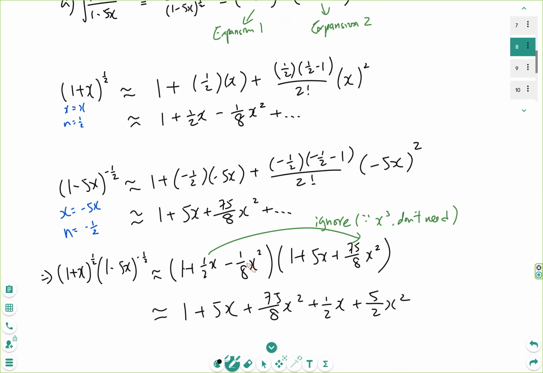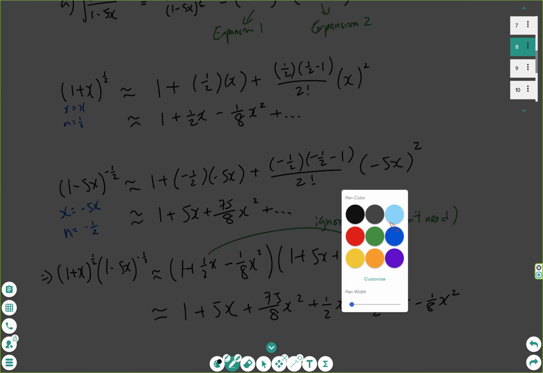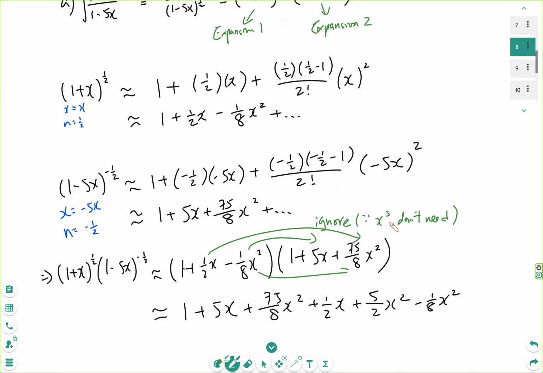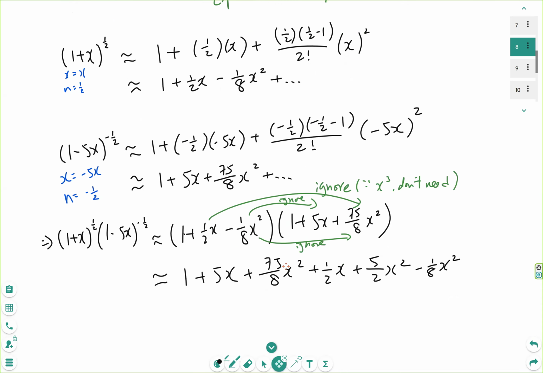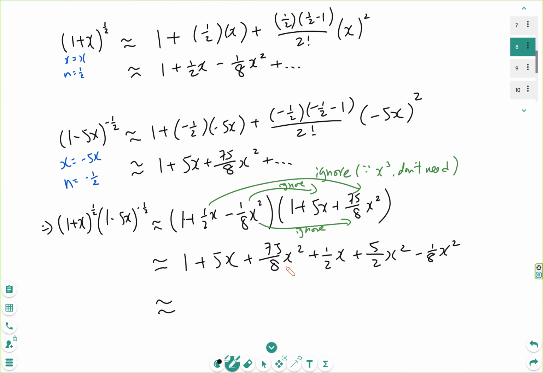Next, minus an eighth x squared times 1, we love that: minus an eighth x squared. Minus an eighth times 5x gives you x cubed, and the last one gives you x to the fourth, so we ignore those. So that's all we need. We only need up to x squared, so choose carefully, just like your friends.